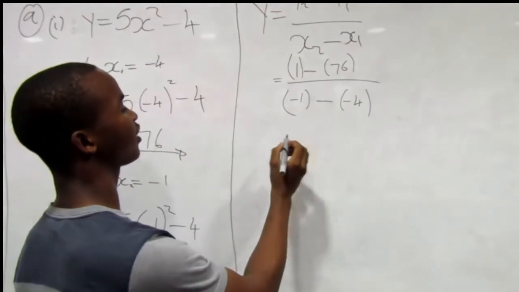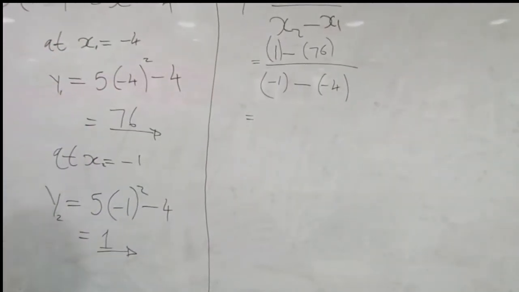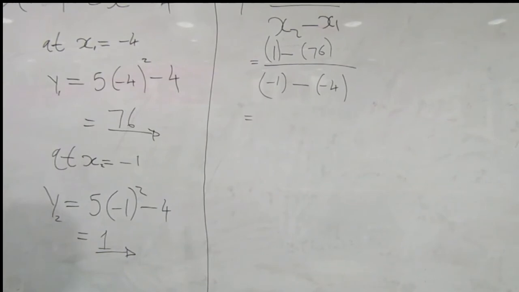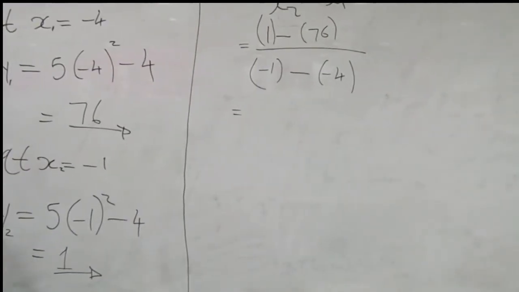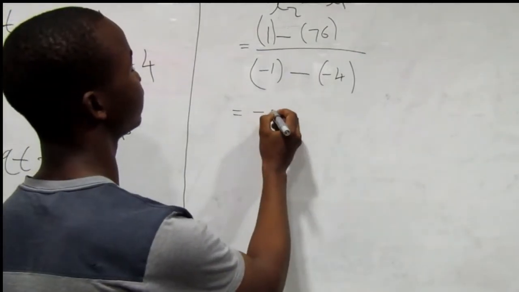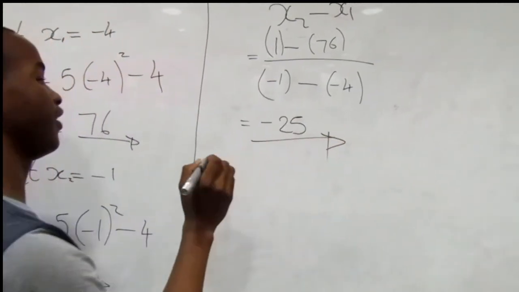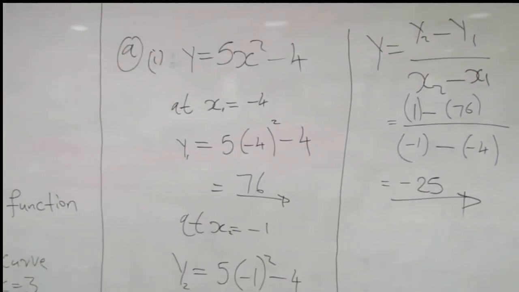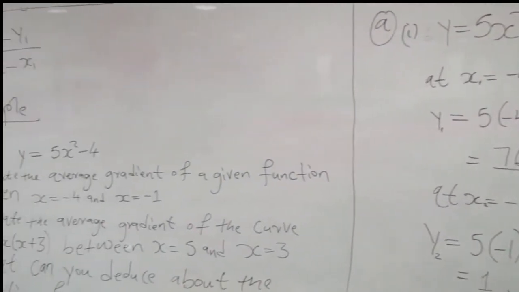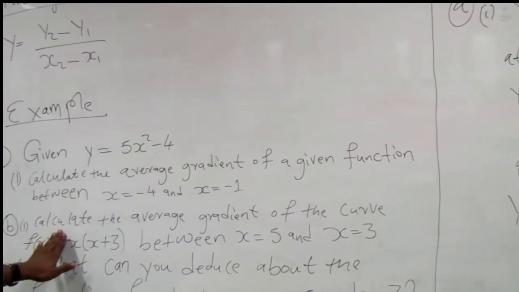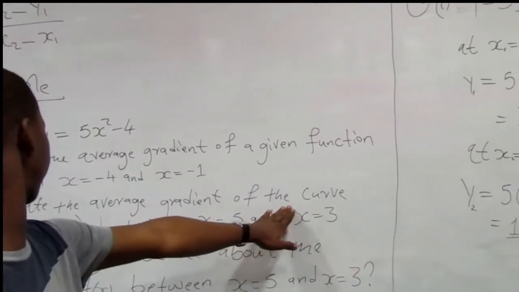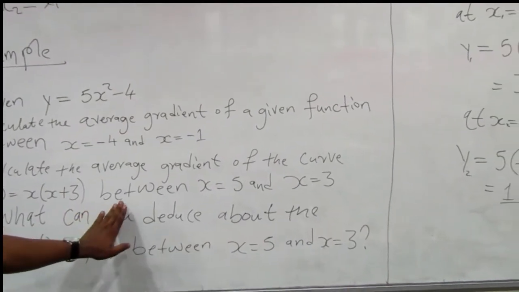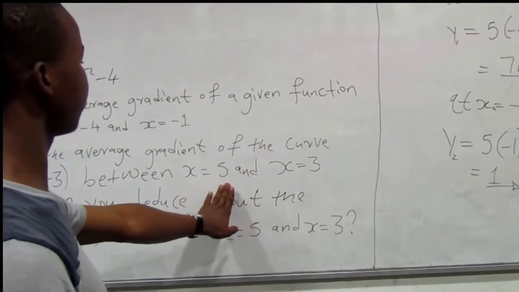Do not forget to put the brackets when you are substituting. Then now we simplify this, which gives us negative 25. This is our average gradient. Now we look at question number 2. It says, calculate the average gradient of the curve f of x is equal to x into x plus 3, between x equals 5 and x equals 3.